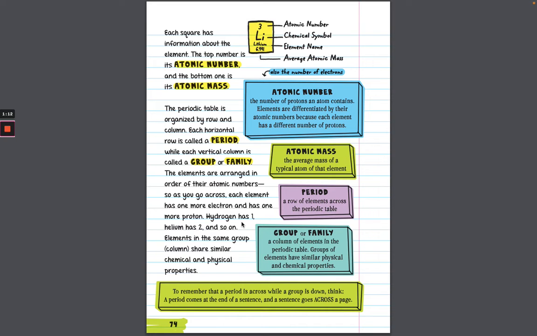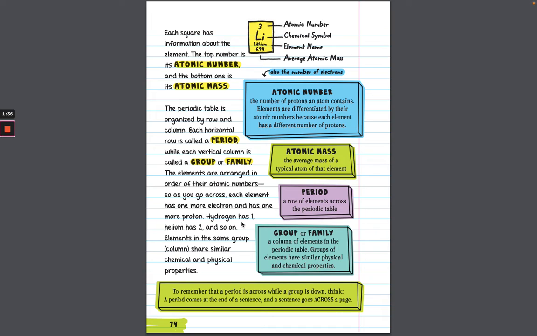The periodic table is organized by row and column. Each horizontal row is called a period, while each vertical column is called a group or a family. The elements are arranged in the order of their atomic numbers, so as you go across, each element has one more electron and one more proton. Hydrogen has 1, helium has 2, and so on. Elements in the same group or column share similar chemical and physical properties.